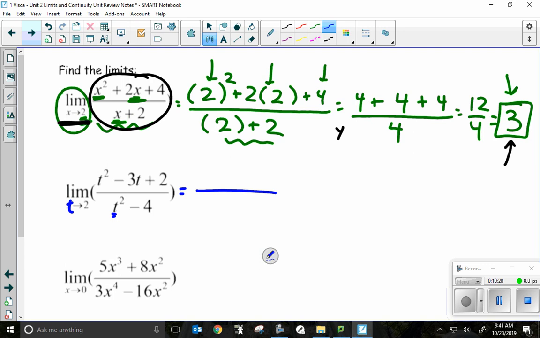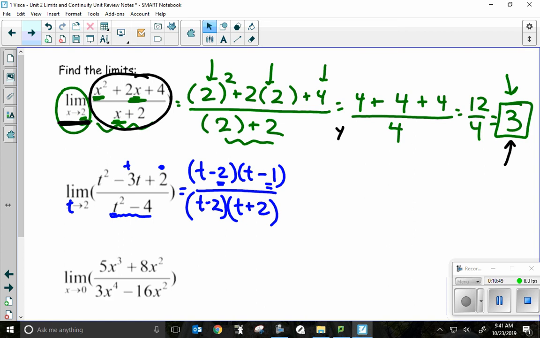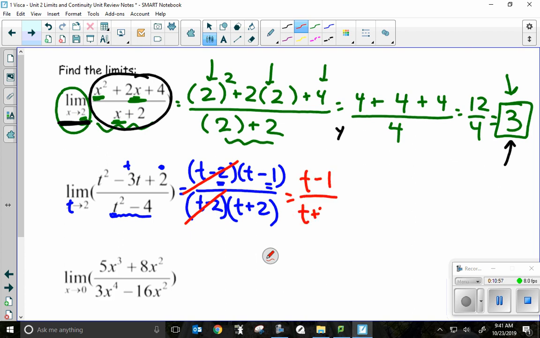Well, I know the top can factor. That's t minus 2 and t minus 1. Minus 2 and minus 1 multiply to positive 2, and those same two numbers add to negative 3. Factoring never goes away in math, okay? T squared minus 4, that's a difference of perfect squares. That's t minus 2 times t plus 2. Oh, beautiful. My t minus 2's can cancel. So I end up with t minus 1 over t plus 2.